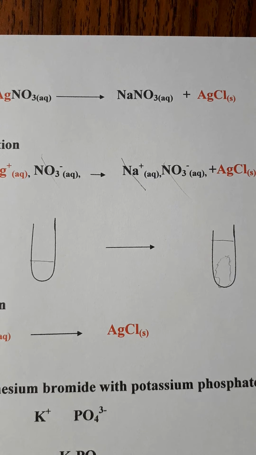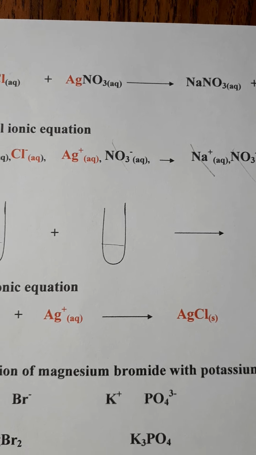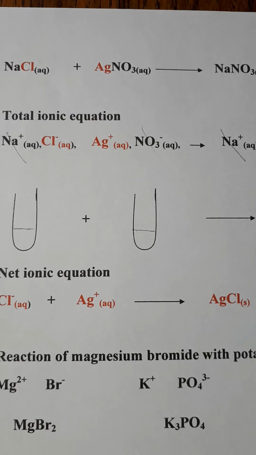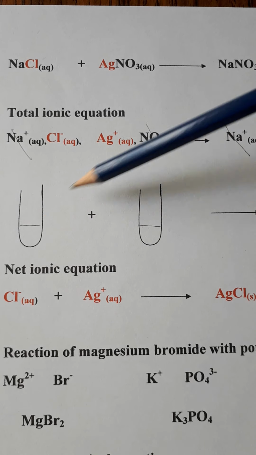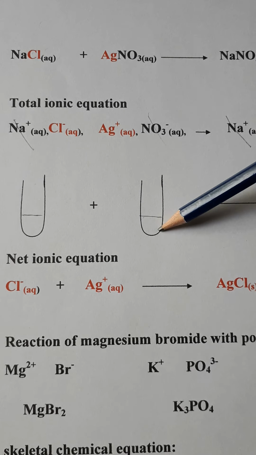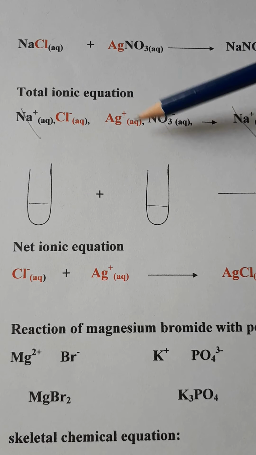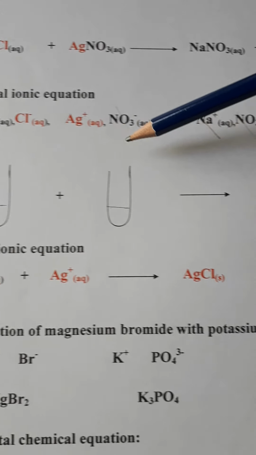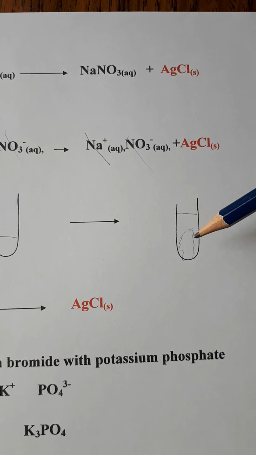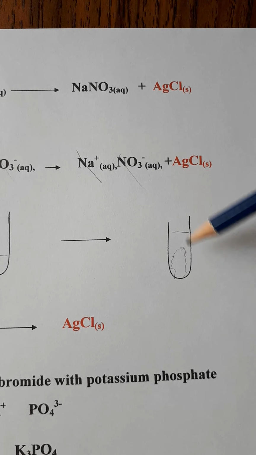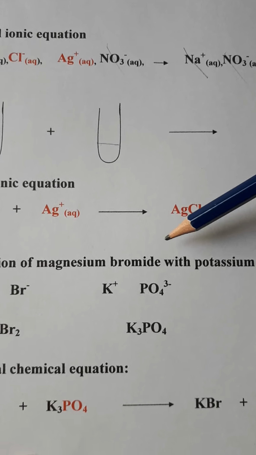We can cancel them. So actually what was happening was chloride ion in this solution reacts with silver ion in this solution. Both of them are colorless and they join together and make the silver chloride solid. It's a white color solid. So this is called the net ionic equation.